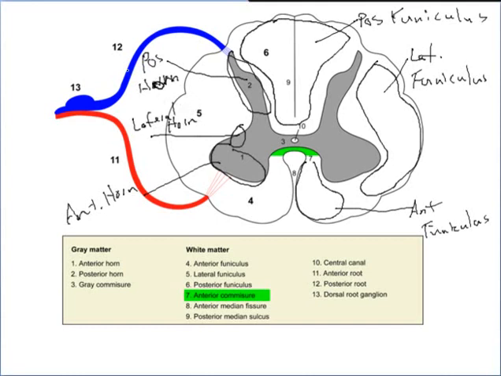And then, as I said before, we have the dorsal root and the ventral root. On the dorsal root is this bump here, called the dorsal root ganglion. A ganglion is a collection of cell bodies. So the cell bodies for the neurons in the dorsal root reside in the dorsal root ganglion. The cell bodies for the ventral root reside in the anterior horn.